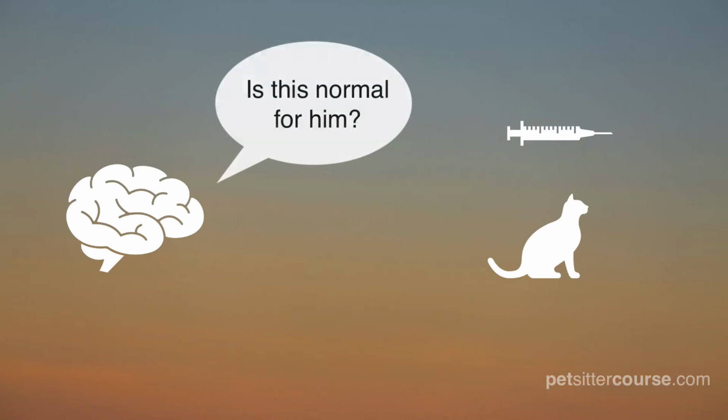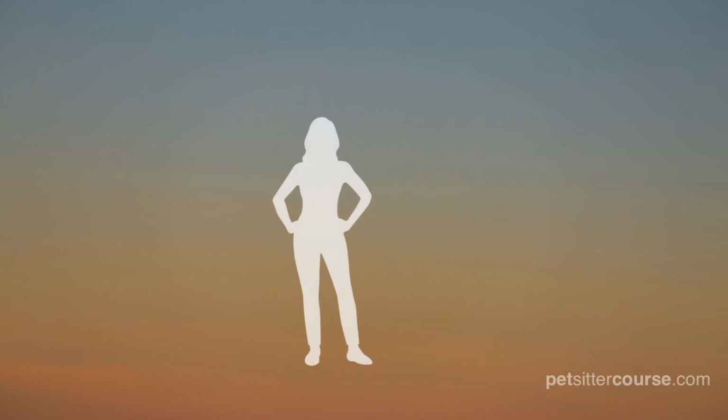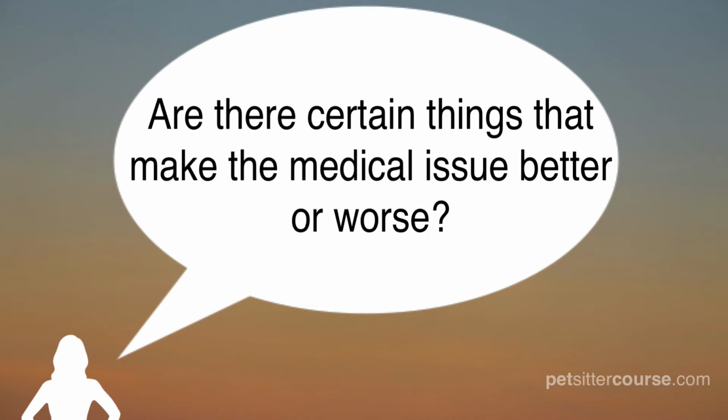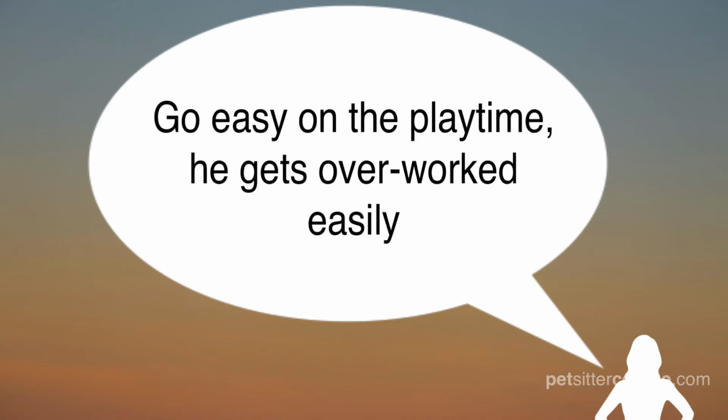Building a mental model is always a good idea, but it's doubly important when caring for a pet with medical issues. So build your mental model by getting curious and asking questions. As you get curious about the pet's medical issues, you can ask questions like, are there certain things that make the medical issue better or worse? Some common answers here from the client might be, cold weather makes my pet's joints stiff, or you should be careful not to provide too much playtime for a senior dog because it could overwork them.